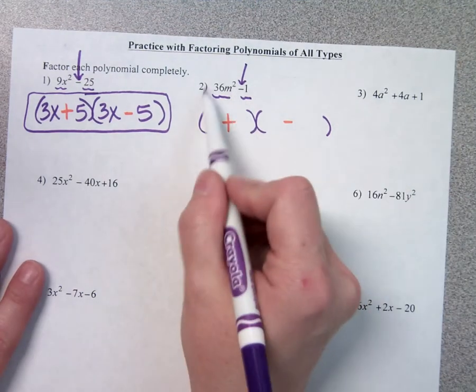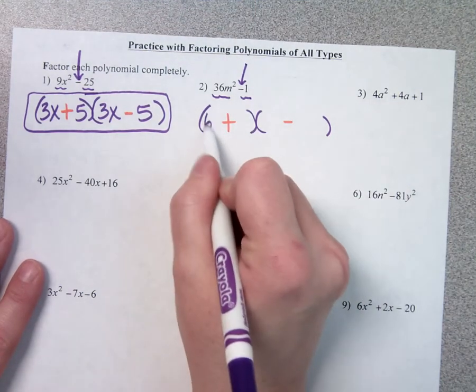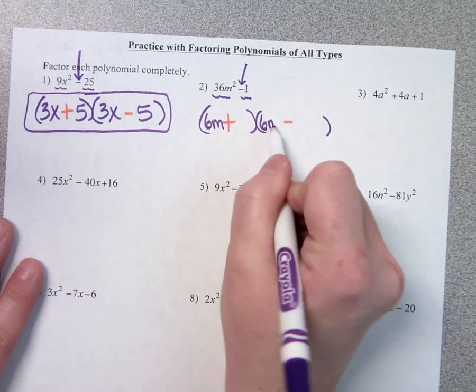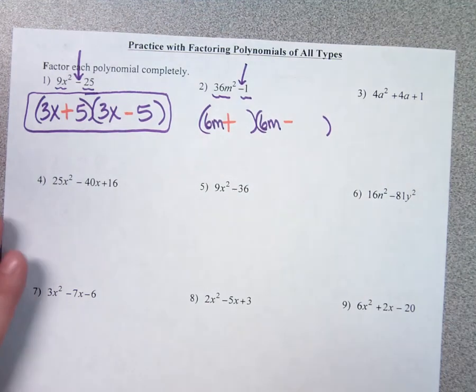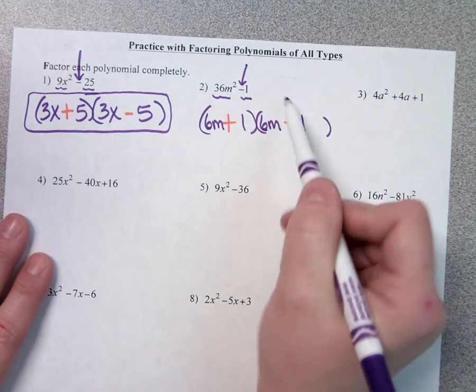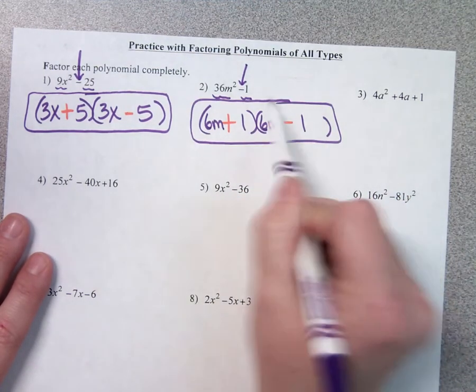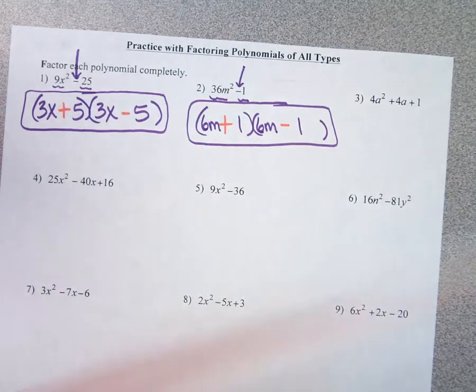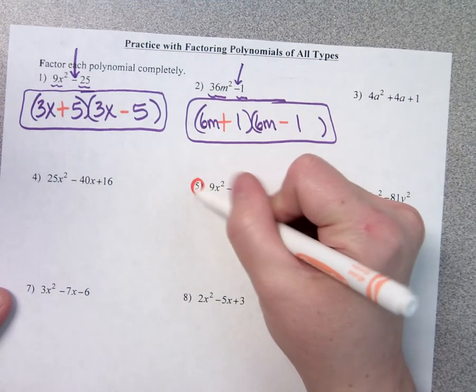What's the square root of 36m squared? So 6m goes here and here. And what's the square root of 1? So 1 goes here and here. And that's it. Okay, I would like you to try number 5.